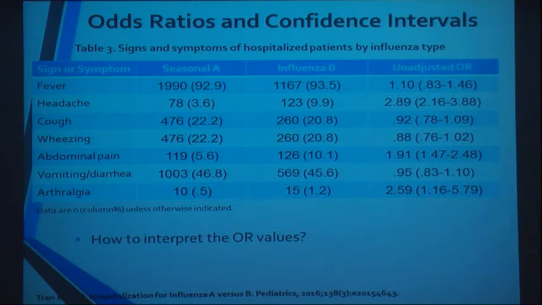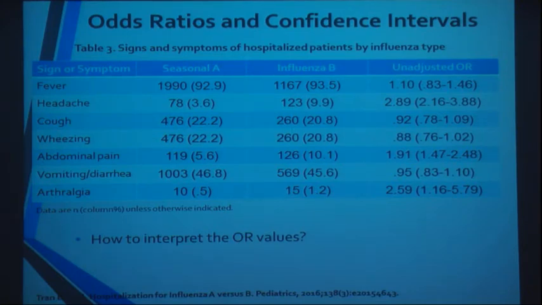Okay, that is different from headache. Okay, so those with influenza B, 9.9% had headaches, 3.6% for seasonal A. Odds ratio is almost 3. Okay, does not include 1. So we would say there's a significant difference, that those with influenza B are significantly more likely to have headaches than those with seasonal A. Okay.